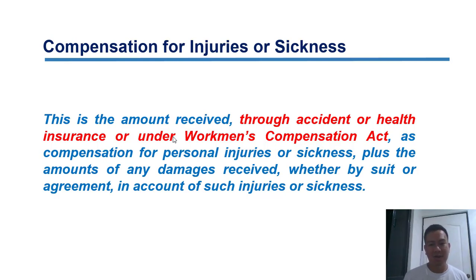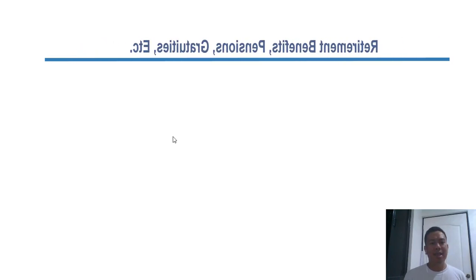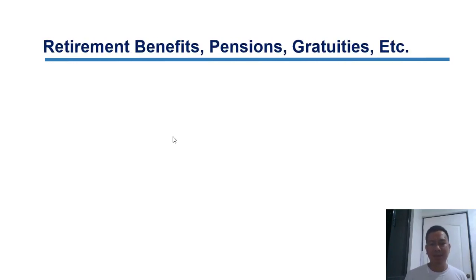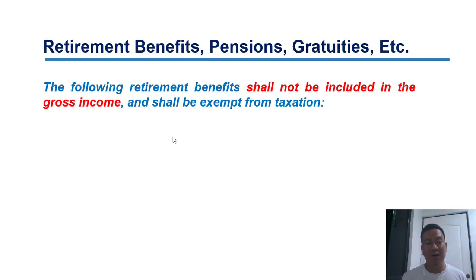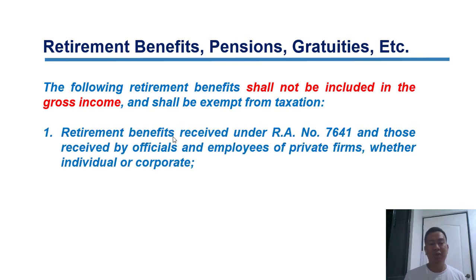Okay? So, next we have retirement benefits, pension, gratuities, etc. The following retirement benefits shall not be included in the gross income. Ano ba yun? Yung retirement benefits ninyo pag kayo ay naging 60 years old na. Magre-retire na kayo, kung nakapag-render kayo ng at least 10 years sa private companies, entitled na kayo for retirement. Pagka naman kayo government, at least 15.